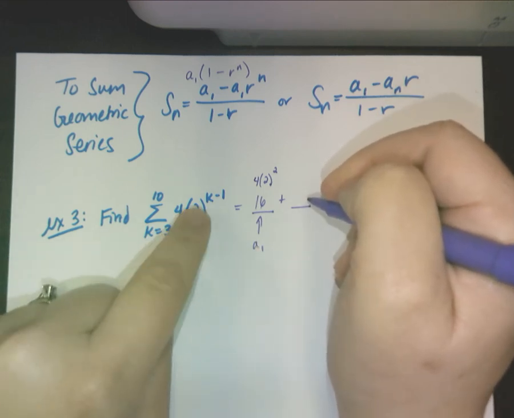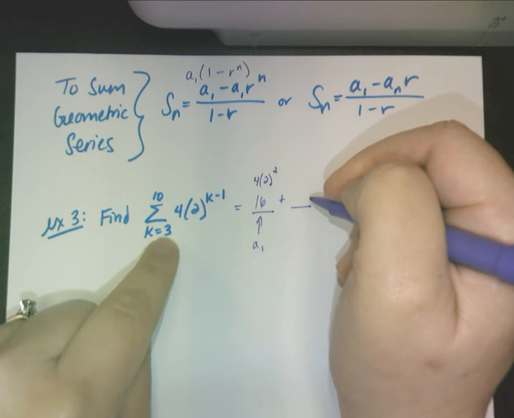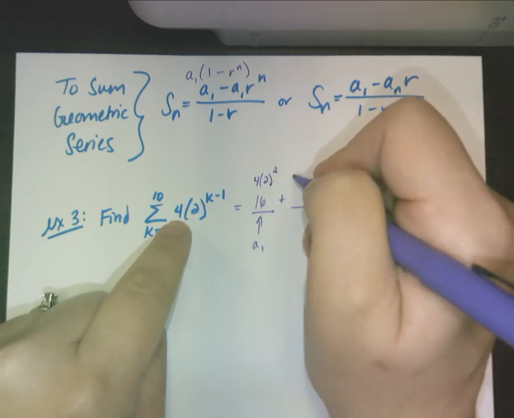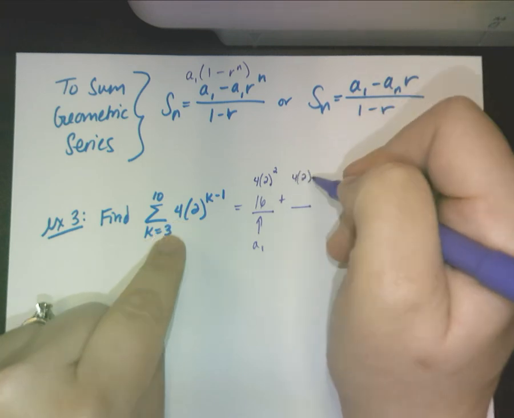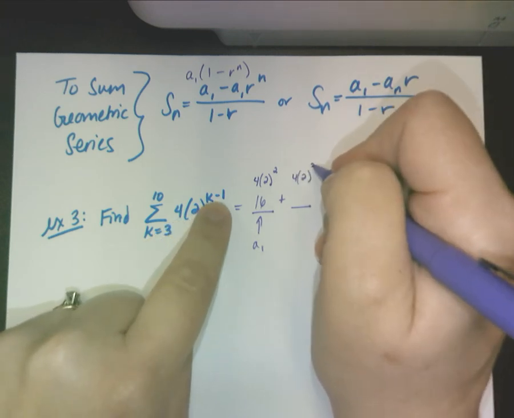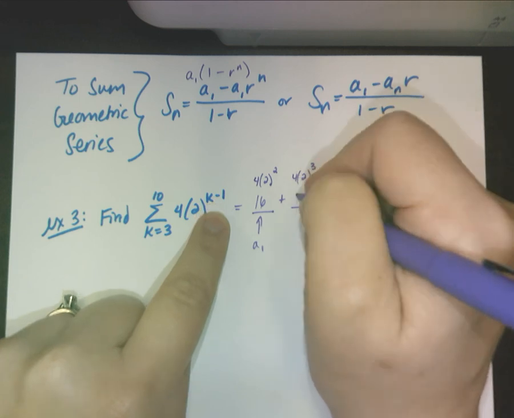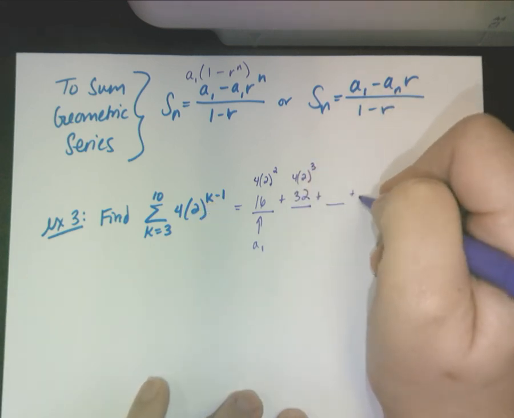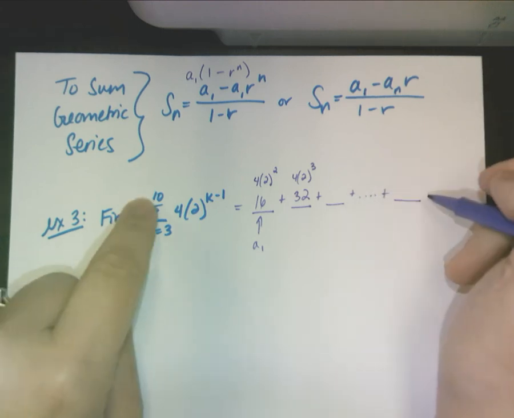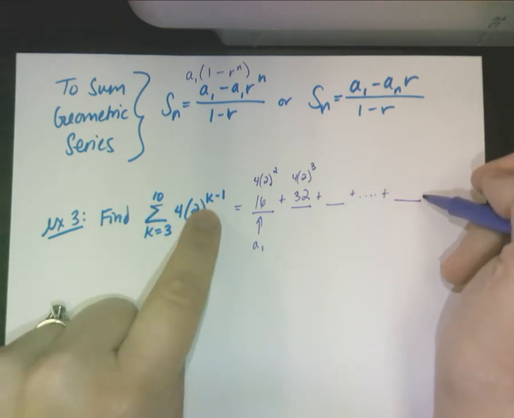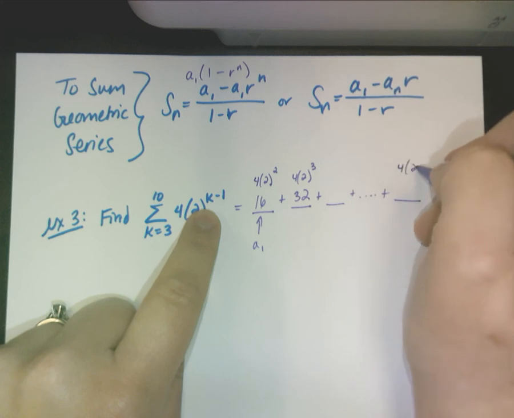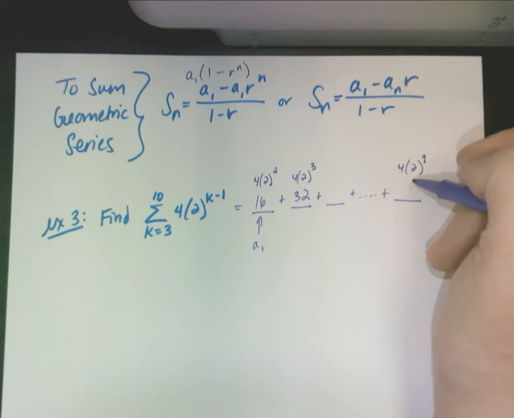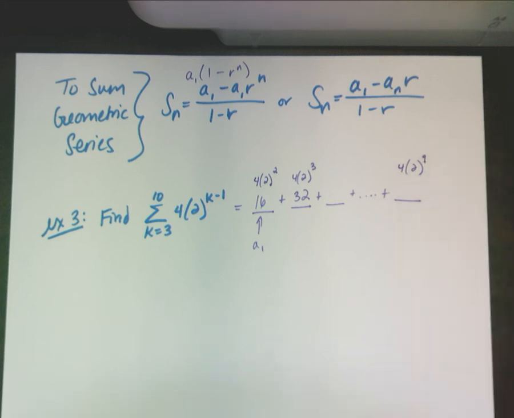Now you would plug in 4 right here. We went from 3, right, plugging it in. Now we're going to go to 4. So 4 times 2 to the 4 minus 1, which is 3. 2 to the third is 8. 8 times 4 is 32. And keep going and going until we plug in our last one, which is 10. So it'd be 4 times 2 to the 10 minus 1, which is 9. And that one I'm going to cheat. I think it's 2048.